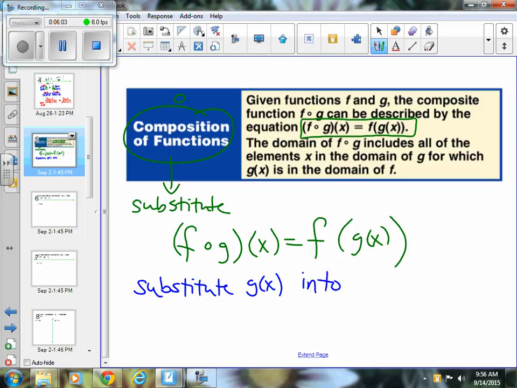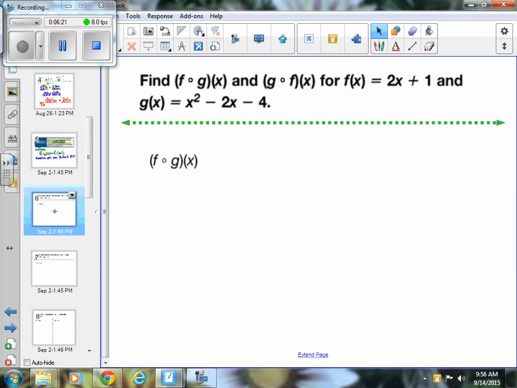into the function f for the x. So you replace the variable x in that rule f with the rule for g. So you're substituting that second function. So the way I like to think of it is whatever comes second in your rule statement, that's what gets substituted. Let's take a look at an example so you can see what I mean.